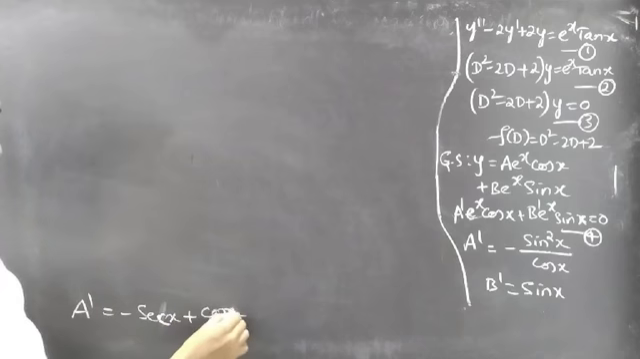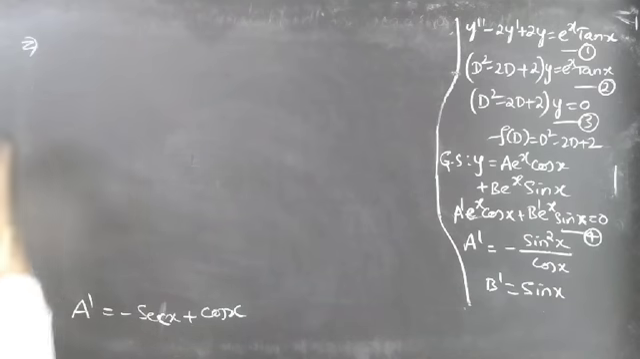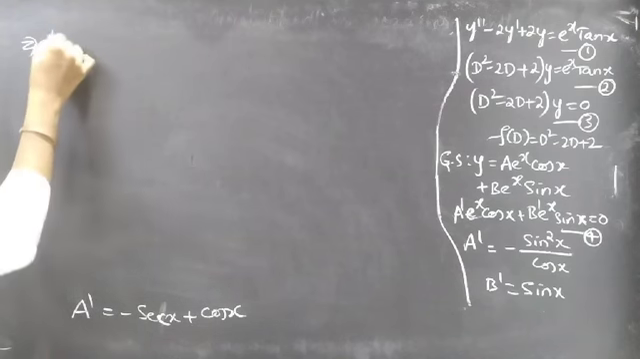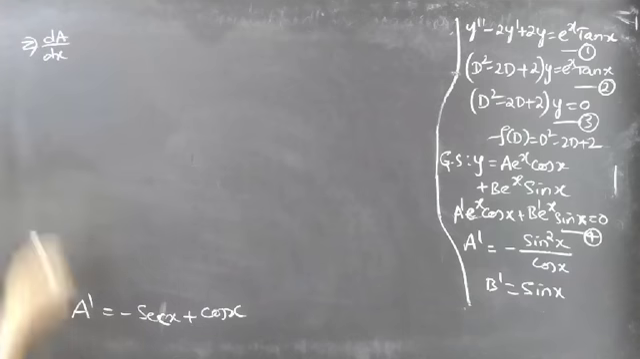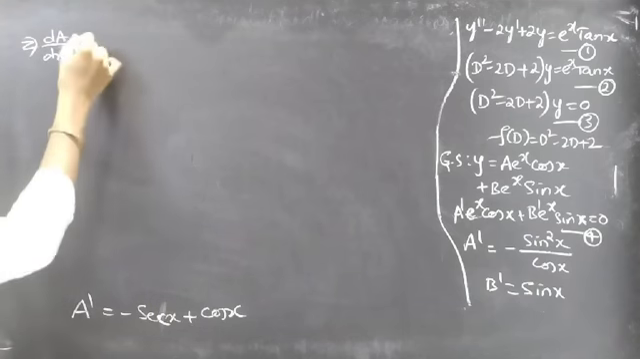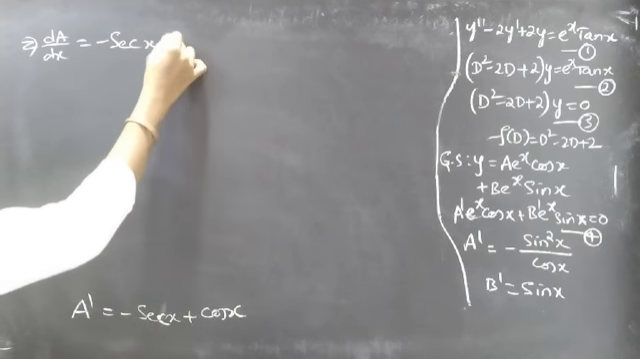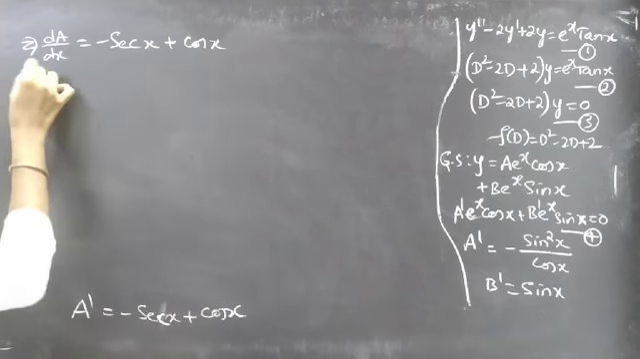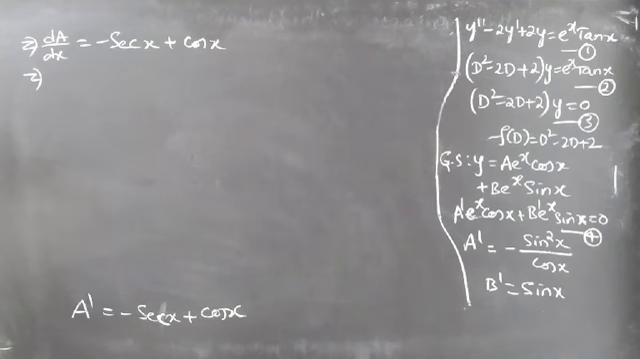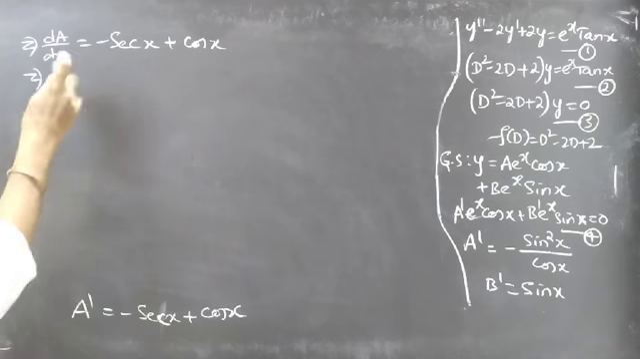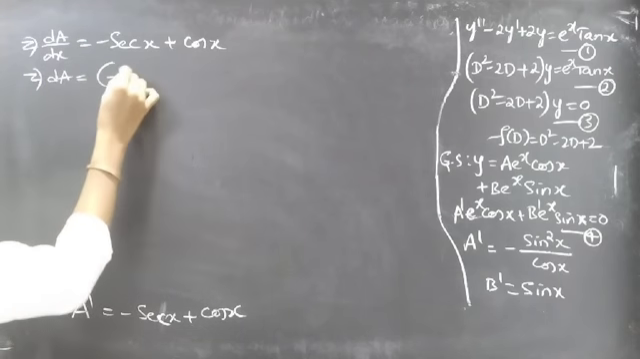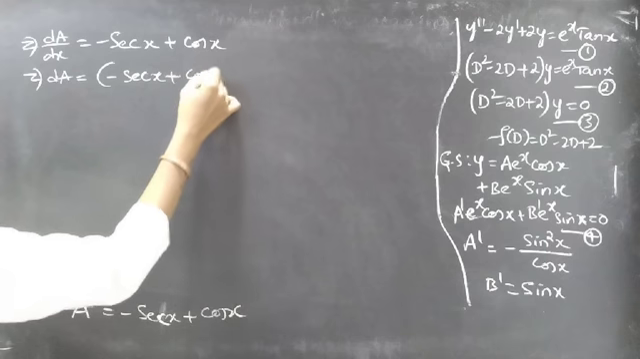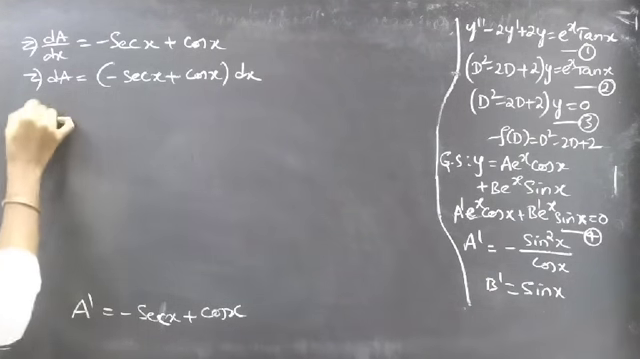Now we are having a dash equals to minus secant x plus cos x, right? Let's write a dash, or we know that a dash is derivative of a with respect to x, right? So we can write a dash as dA by dx equal to minus secant x plus cos x. Let's separate the variables. In order to separate the variables, we'll take the differential dx to RHS, then we'll get dA equal to minus secant x plus cos x into dx.